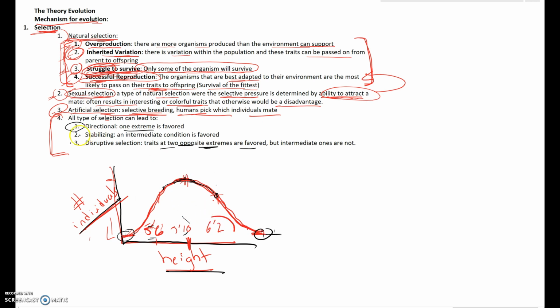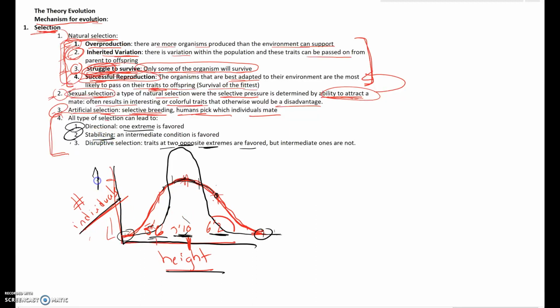The second type of way that this can lead to a change is called stabilizing selection. And this would be where the intermediate, the middle of the spectrum, is for some reason favored. So maybe the really tall people are gangly and awkward and can't run away from predators very well, and the really short people can't reach the food up in the trees as well. So we get fewer really short people, we get fewer really tall people, and we get more people in the middle. So this is known as stabilizing selection. The intermediate, the middle of the curve, is favored.